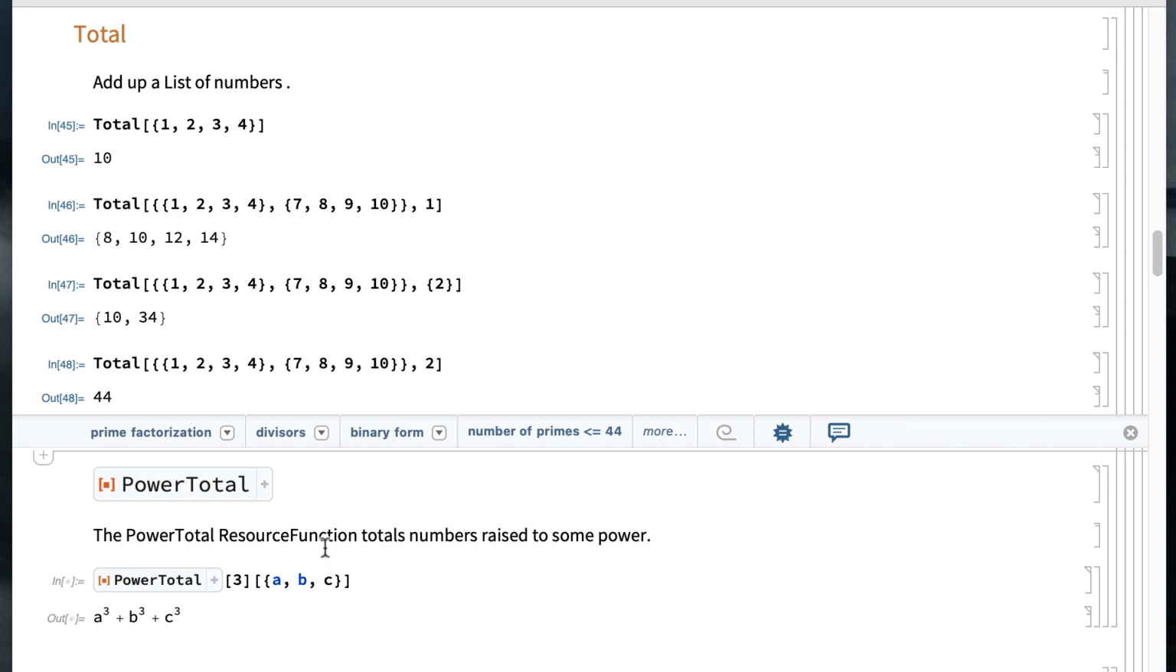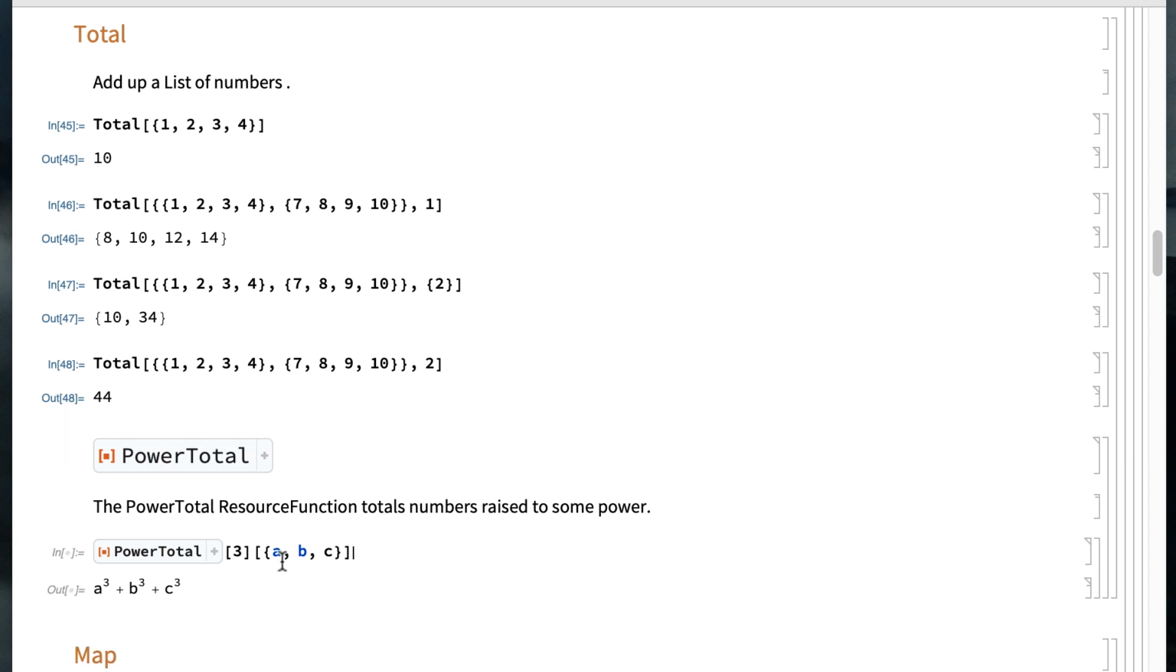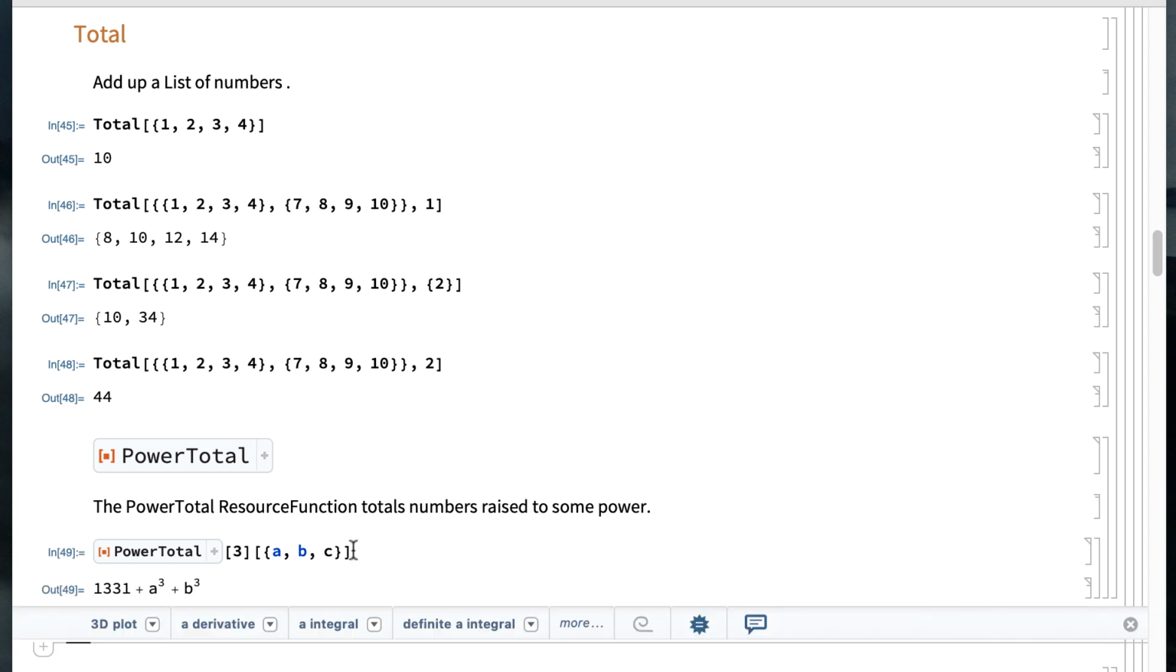All right, PowerTotal. This is a resource function. And what PowerTotal does is best seen with an example. Here I'm saying PowerTotal of 3 and apply that to {a, b, c}. Okay. And here's something you'll notice. You'll notice that a and b are blue, whereas c is black. And that is because a and b have not been defined yet. But c, remember way back in the video, I assigned it, I think, the value of 11. So let's just stick with this and see what it does. And you're going to see it cubed 11, and it added that to a cubed and b cubed.